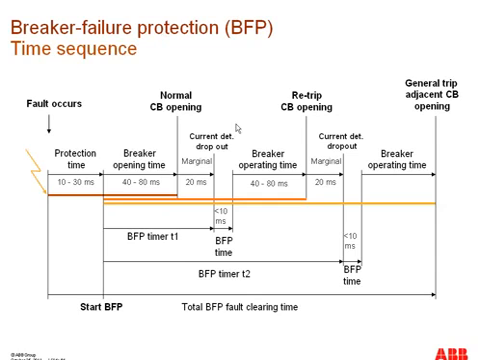And similarly, after another 40 to 80 milliseconds giving the breaker operating time, and then another margin, this T2 timer will expire, and if the current is still present, then a trip to the adjoining breaker is given out, and that would be the timer T2.